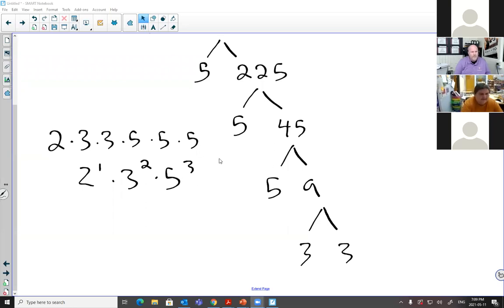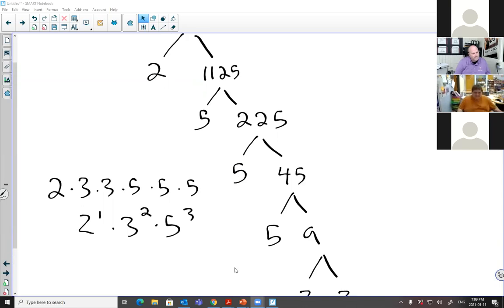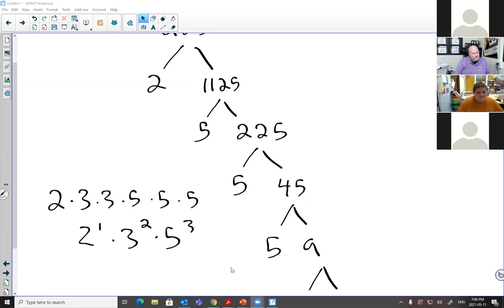Okay. So how would you find their lowest common multiple? Like, do you times them or something? No, hang on a sec.